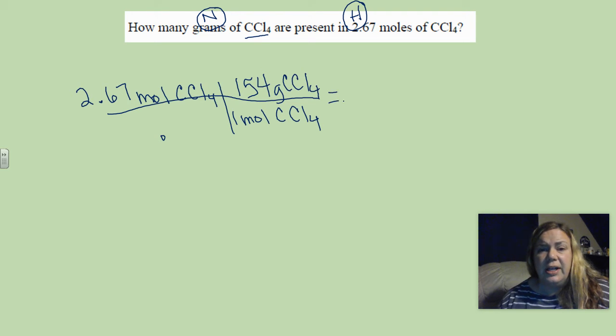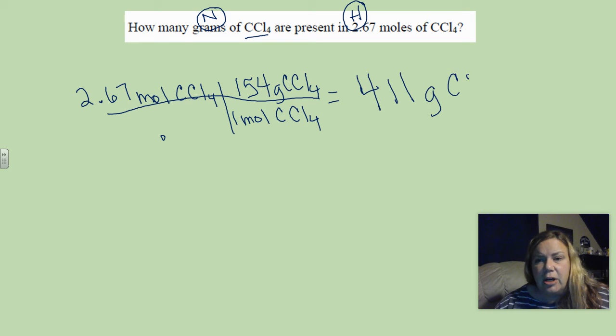We're there already. All we have to do then is multiply. We take 154 times 2.67, and we're at 411.18. Well, how many sig figs do we want to keep? We have 3 sig figs in 2.67, 3 in 154, so we're going to keep 3. So we'll just say 411 grams of carbon tetrachloride.